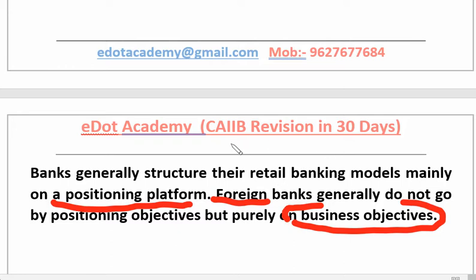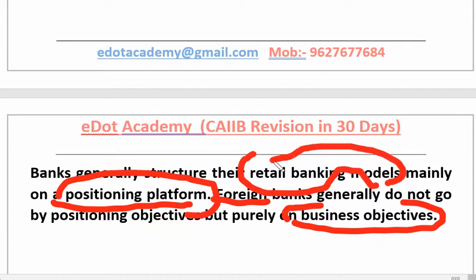I'll repeat once again here. Our PSBs basically focus on the positioning platform, whereas the foreign banks are positioning on the business objective in the retail banking model. Okay, so now we'll move to our chapter third.